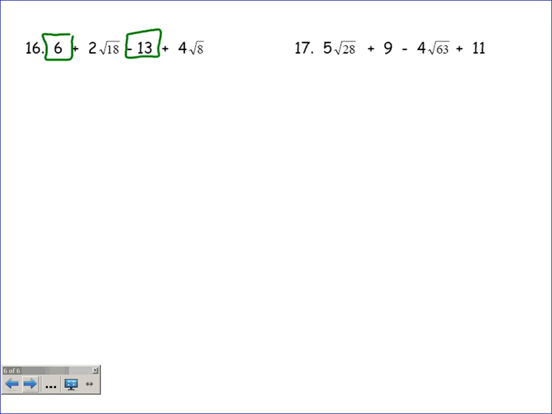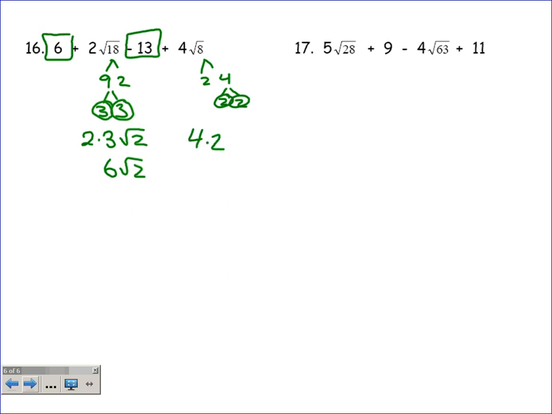We're going to ignore the 6 and the negative 13 till the end. So let's just break these guys down. This would be 9 and 2, which gives me 3 and 3. There's a pair of 3s. This is 2 times 3 times the square root of 2, or 6 times the square root of 2. The 8 gets broken down into 2 and 4, which is 2 and 2. There's a pair of 2s that goes out here with my 4. And I have a square root of 2. So this becomes plus 8 square root of 2.